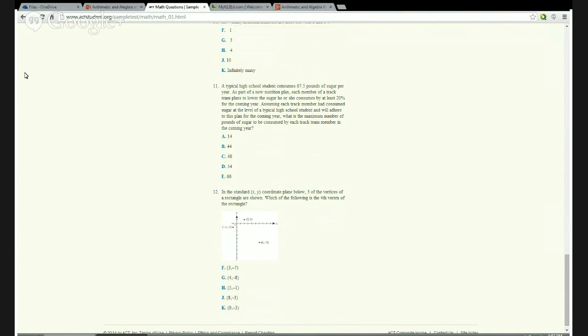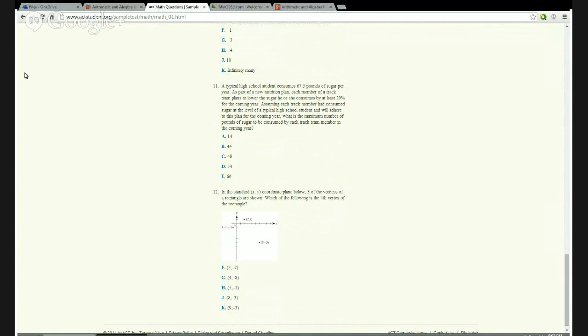And what we want to do is look at (2, 1) and then (-1, -1), and say how much did it move from that point to that point? It moves 3 units to the left and then 2 down. So we want to do that same thing from point (6, -5). Move 3 units to the left and 2 down, and that will give us that last vertex, which ends up being (3, -7). So the answer for that one is F.